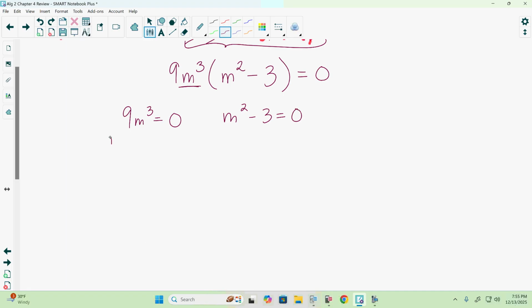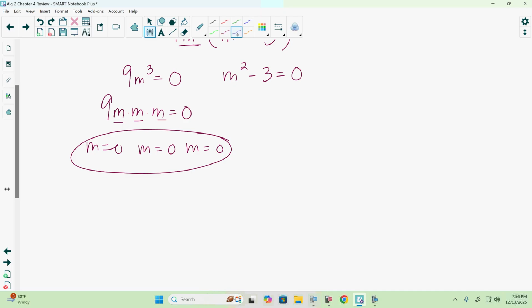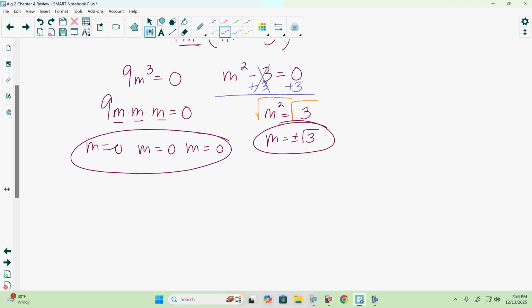Really, 9m to the third, if I wanted to really break it down, we're saying we have 9 times m times m times m equals 0. I have 2 or more things multiplied together to equal 0, so one of these is going to have to actually equal 0. Really, all 3 of them are going to be 0. We're good there. m squared minus 3 equals 0. We can use square root method, add 3 to both sides, telling me m squared is equal to 3. Square root both sides, m is equal to plus and minus the square root of 3.